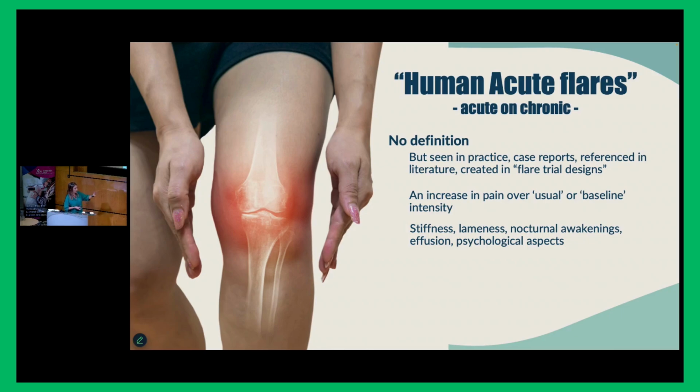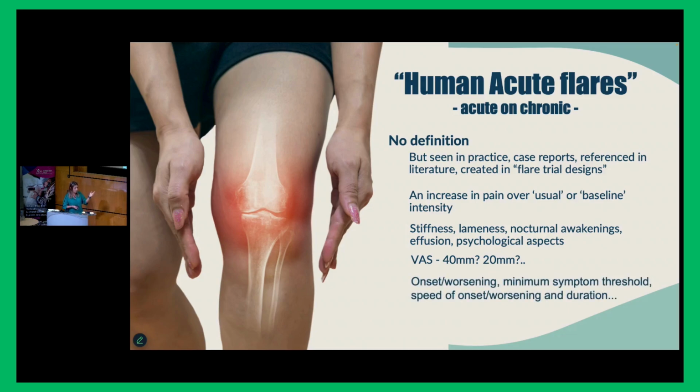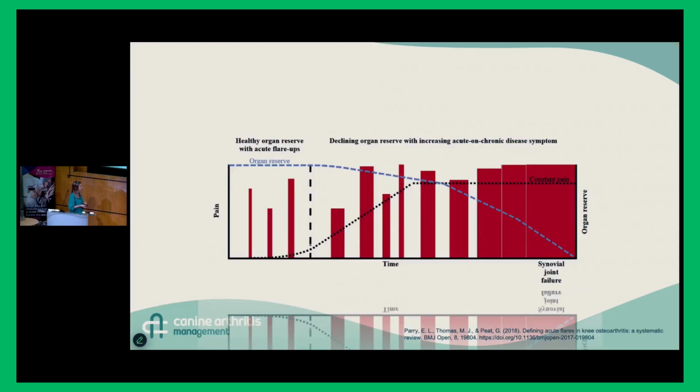Is it to do with the physical presentation? Is it to do with the psychological aspects? Is it something that we can measure? How are we going to move forward? That I'm going to leave for Helen to continue with that challenge. But what we can do is start looking at their data.